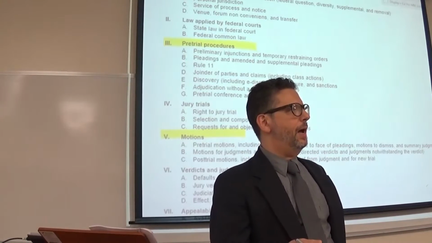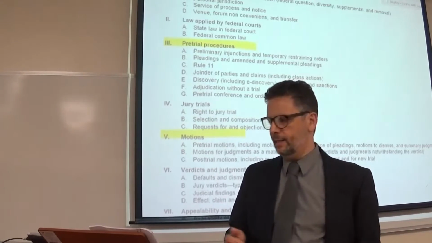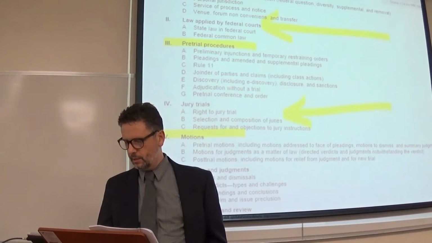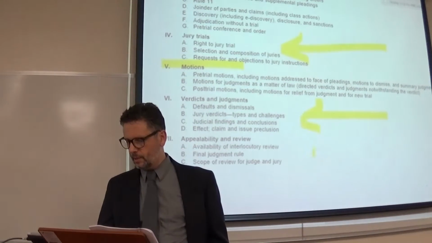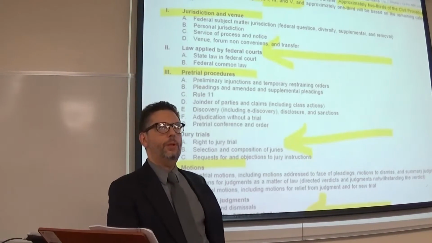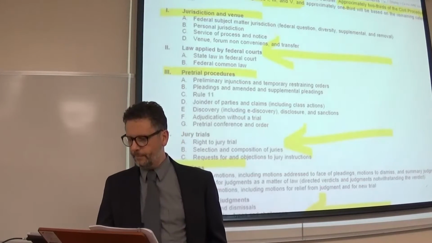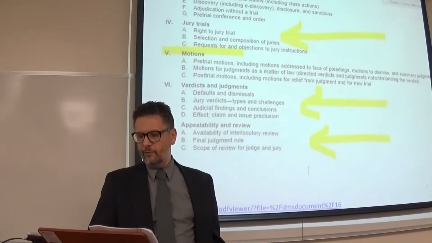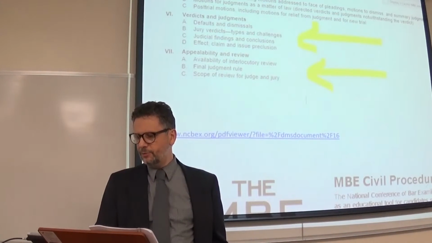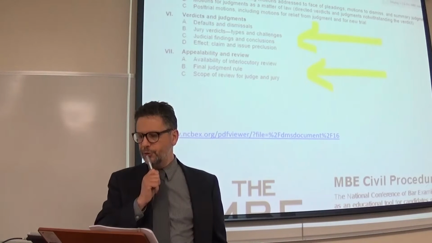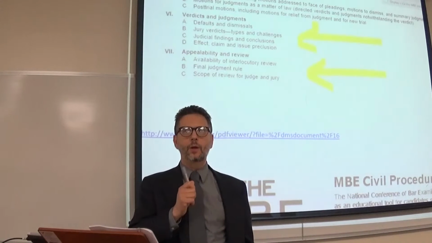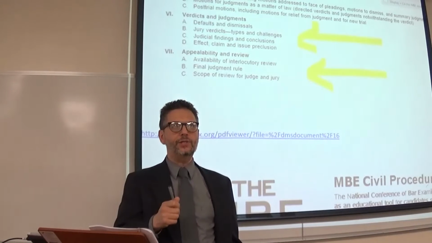The remaining topics on the outline, namely categories 2, 4, 6, and 7 are also testable, such as number 2, law applied by federal courts, Erie doctrine, right? Among other things. 4, the right to jury trial. 6, default judgments, jury verdicts, judicial findings. Number 7, appealability and review. All of those can be tested as well, but they're only going to be 9 of the 27 questions.